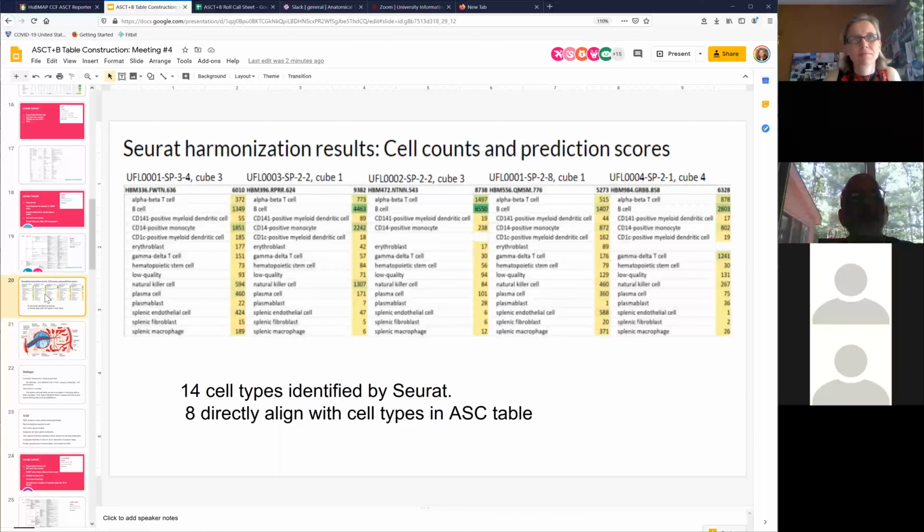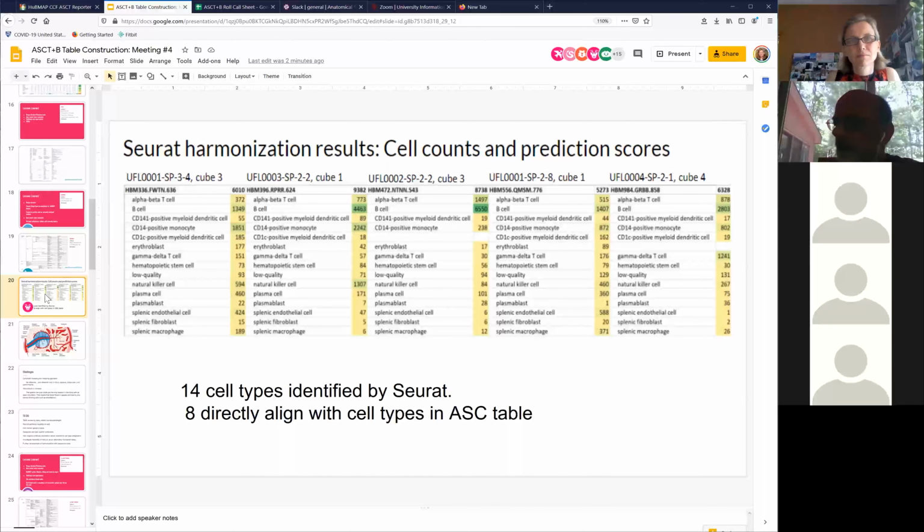So Rahul did a set of analysis on the 10x data that came out of our spleen sets for HubMap. Through this, he identified 14 cell types. Currently, 8 of those cell types directly align with what we have in the ACS table. Of the remaining 7, several are just broken down differently than he does. He has more subsets of T cells than we are currently able to identify ourselves. He doesn't break his B cells down, whereas we do. So there are things that can be approached from both our side and his side to make these tables and the harmonization data line up a little bit better.